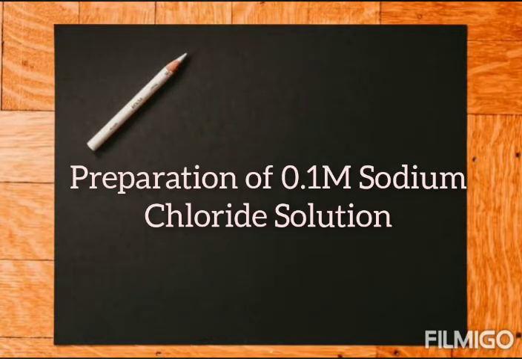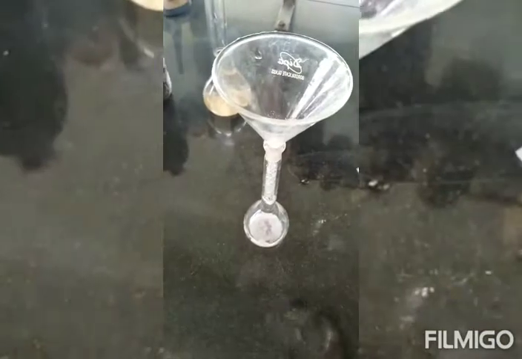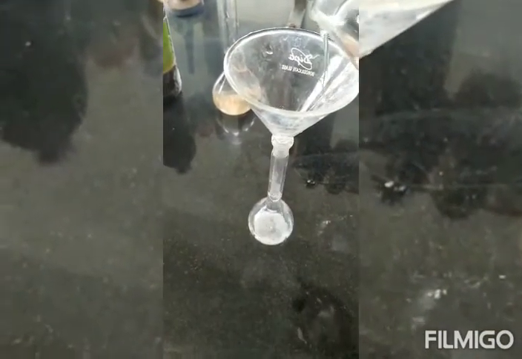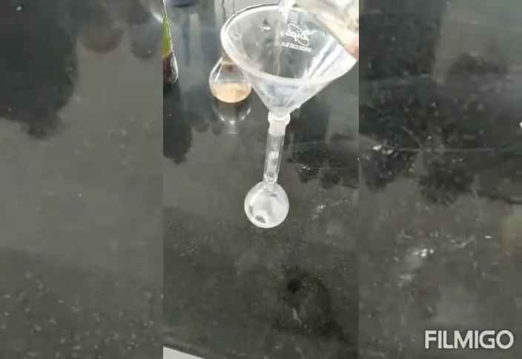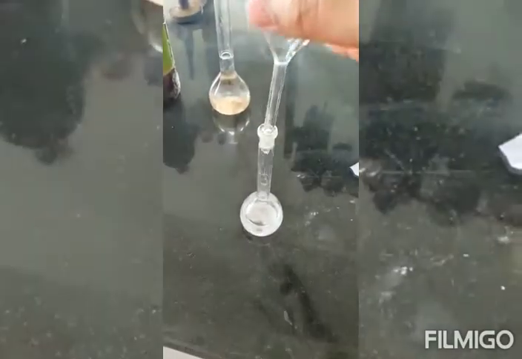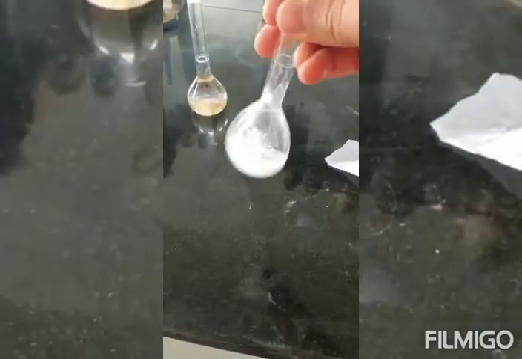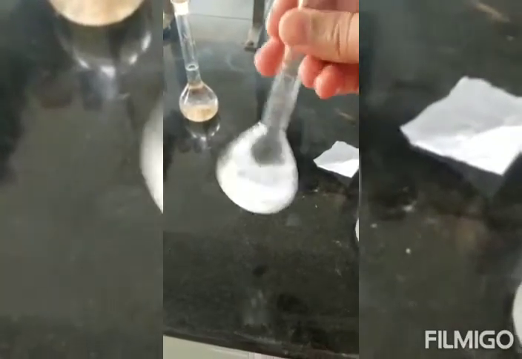First, preparation of 0.1 molar sodium chloride solution. Weigh accurately 0.58 gram of sodium chloride and transfer it into the 100 ml volumetric flask. Then add distilled water to dissolve sodium chloride. Swirl the volumetric flask for the complete dissolution of sodium chloride.